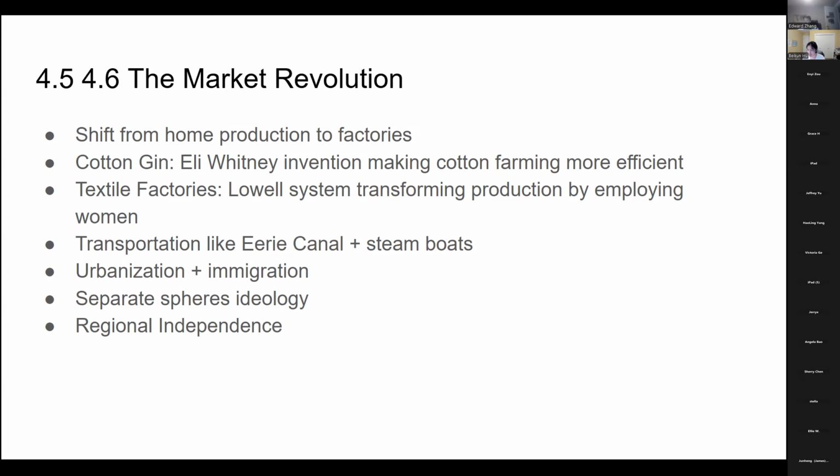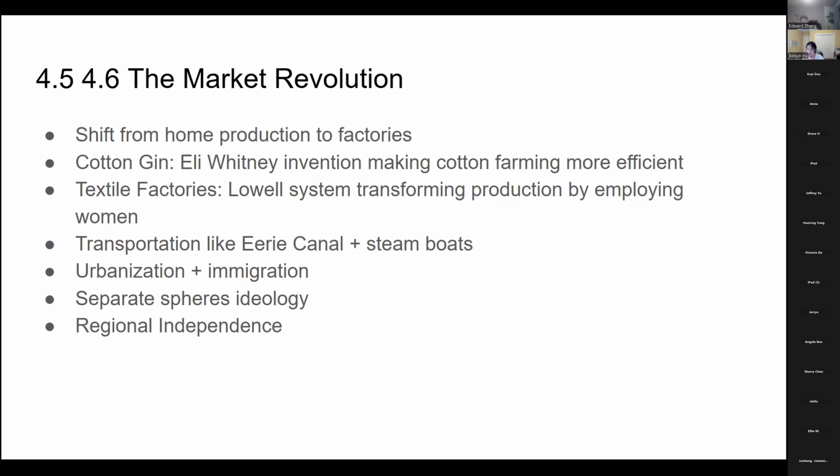Because with more transportation, more people could immigrate over, and with more factories, and jobs being centered around them, more people started moving to cities. And then this led to the belief of the separate spheres ideology, right? Going back to this being a common theme throughout, right?